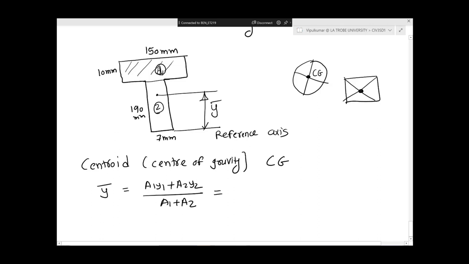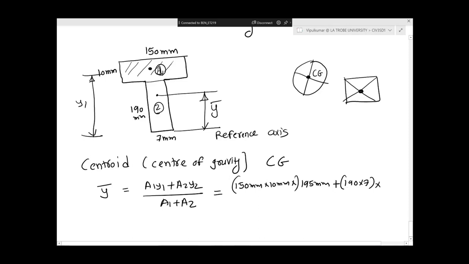So area 1, 150 millimeters times 10 millimeters, times the distance y1 from the reference point. Do you understand that? That is the centroid of your section 1 measured from the reference point. So that would be 200 take away 5, which is 195. Because this whole cross section is 200 and this one is 10. Half of 10 is 5, 200 take away 5 is 195. Plus area 2, 190 times 7. This is your area, times its centroid, this is your y2, which is 190 divided by 2.